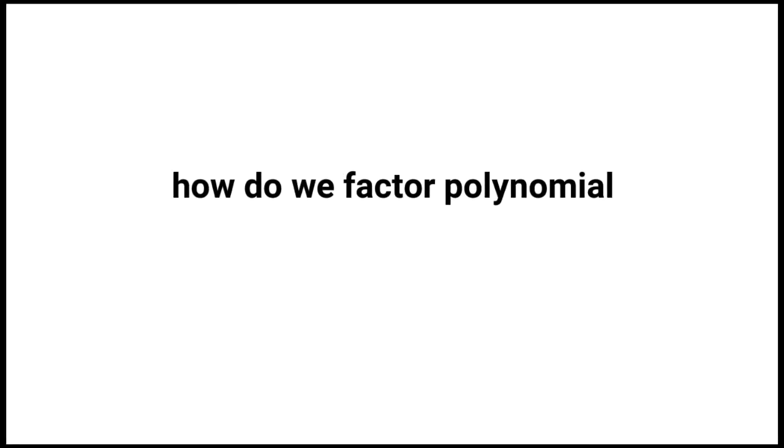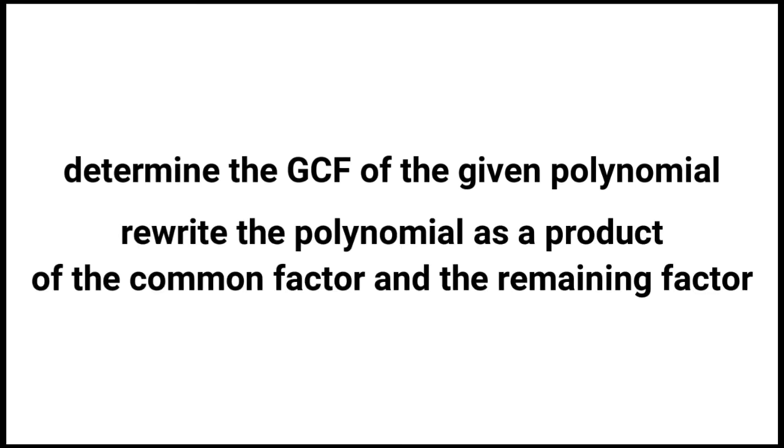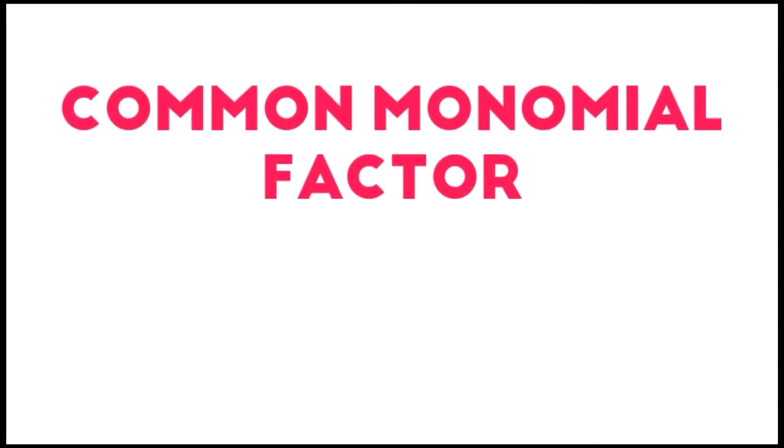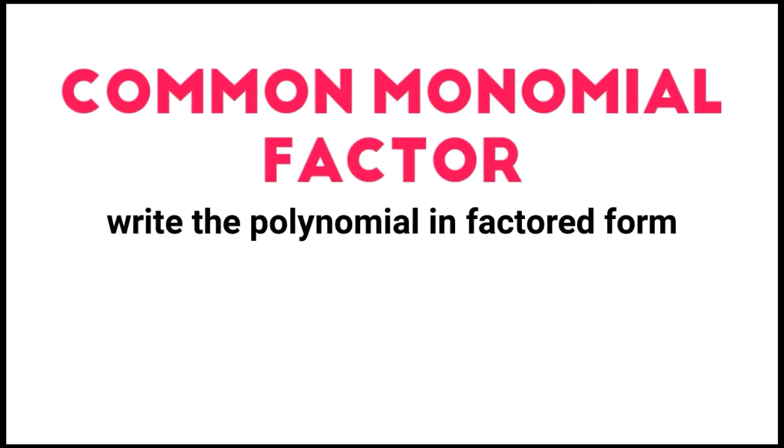Now, how do we factor a polynomial by a common monomial factoring? 1. Determine the GCF of the given polynomial. 2. Rewrite the polynomial as a product of the common factor and the remaining factor. Let us have some examples so that we can fully understand the lesson. Let us look for the common monomial factor present in each polynomial and write the polynomial in factored form.